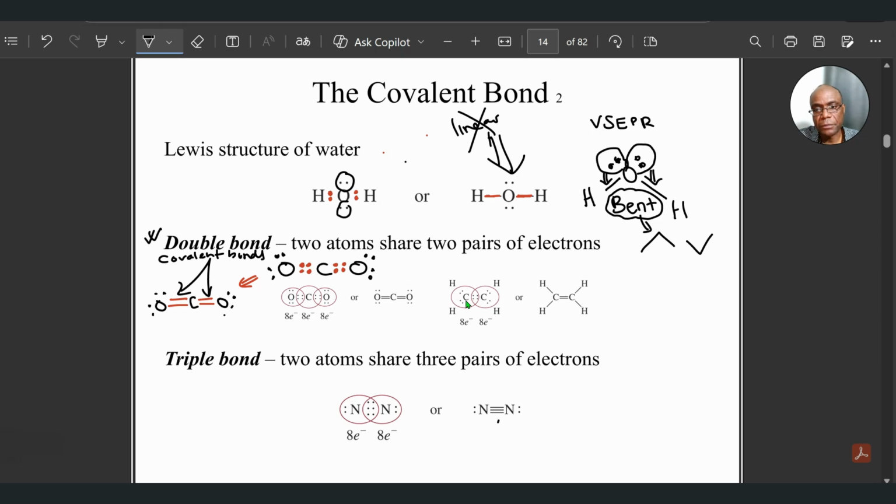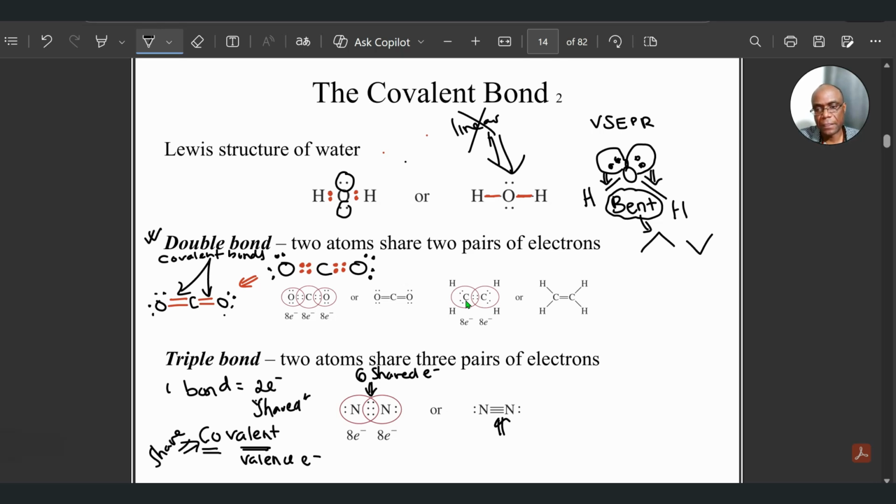You can also have a triple bond like you see in nitrogen, where in between here you have 6 shared electrons. Remember the rule, one bond always equals 2 electrons, and those electrons tend to be shared, which is why we're using the word co, like cooperate, colleague. When you say this is my colleague, that means you work together. So we call this covalent because they share valence electrons. Co, share, valence electrons, covalent.